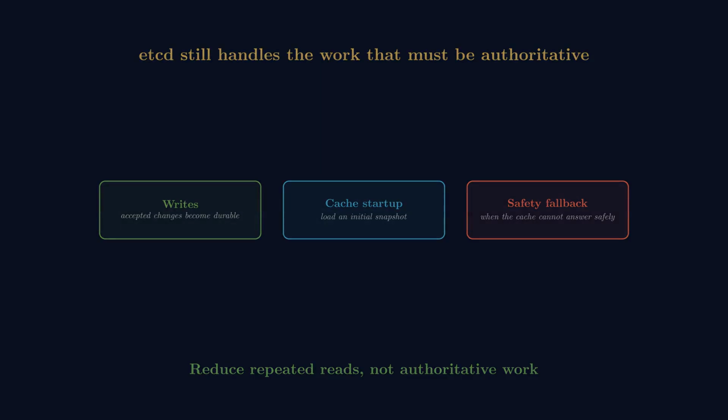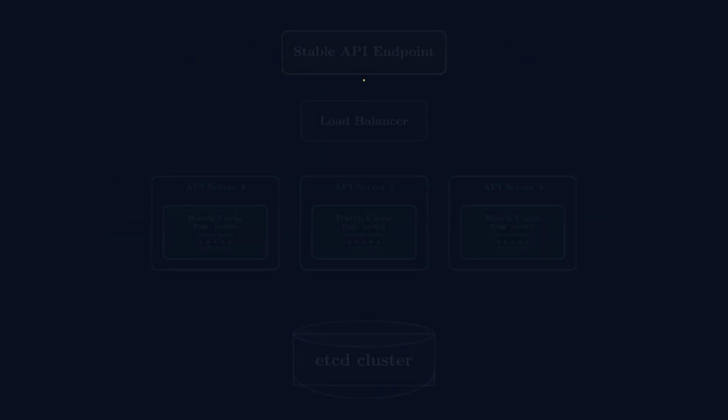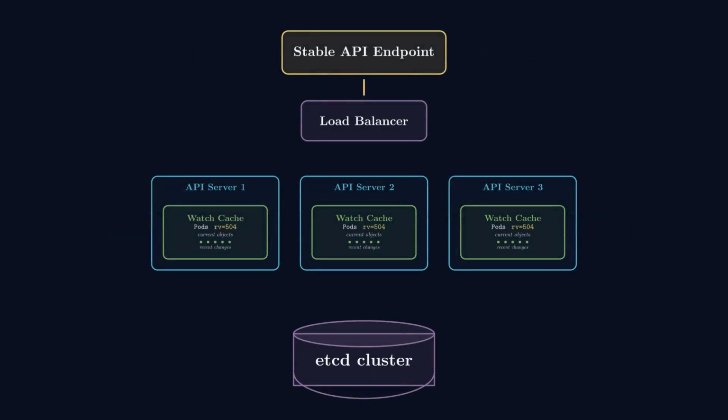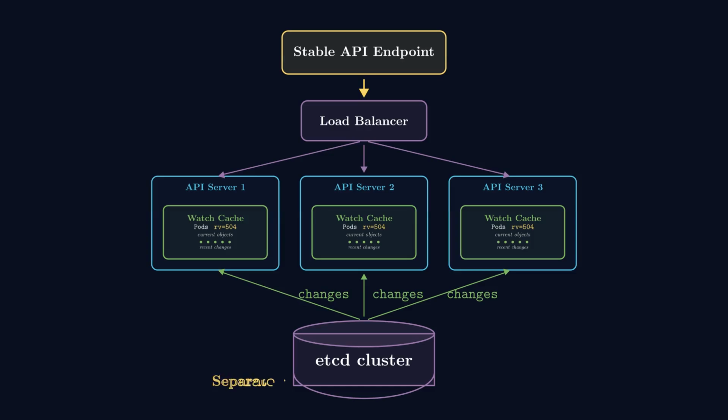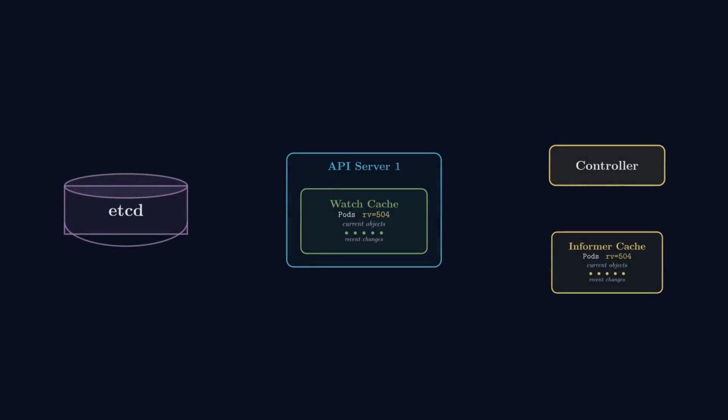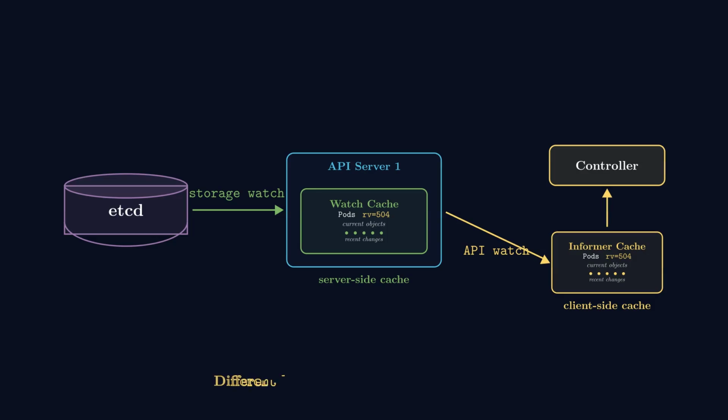Remember that the cluster may have several API server replicas. Each replica keeps its own watch cache and follows the same etcd state. A request may reach any healthy replica, and that replica can serve many eligible reads from the local cache it has already built. There is one distinction worth keeping in mind. The watch cache we are discussing lives inside the API server. Controllers may also keep their own local caches using informers, but that is a separate layer. The server-side cache protects etcd, while the client-side cache protects the API server from repeated reads.